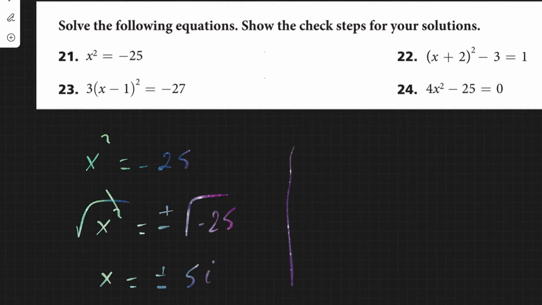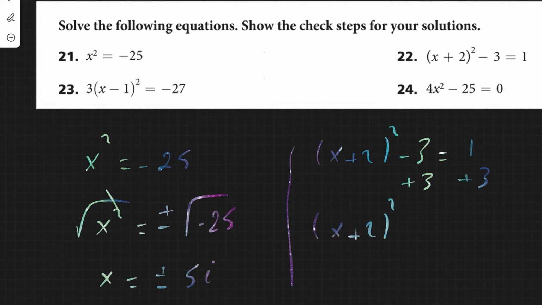The second number: (x + 2) to the power of 2 minus 3 is equal to 1. We need to isolate the bracket itself. So the minus 3 can be cancelled if we add plus 3 to both sides. So (x + 2) to the power of 2 is equal to 4.